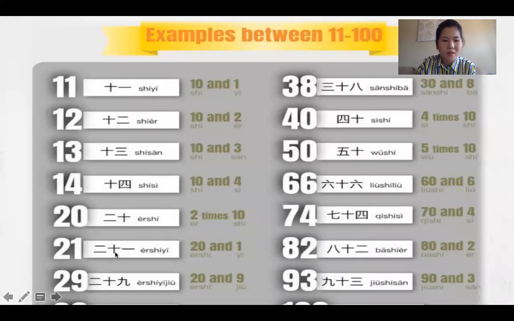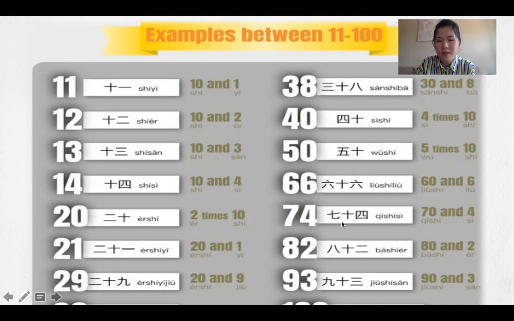But now, if you want to say 21, it will be 20 and 1. You just add to it. 20 is 20, 1 is 21, right? Okay, for example, this one, 29, 20 and 9. This one, 38, 30 and 8. How do you say 30? 30 and 8, 38. And 40, 50, and 60.